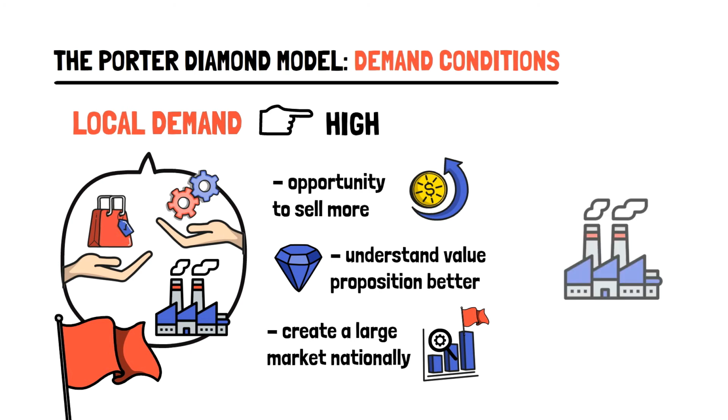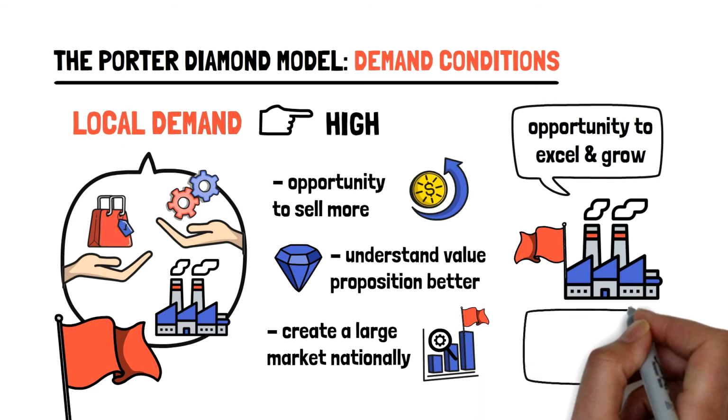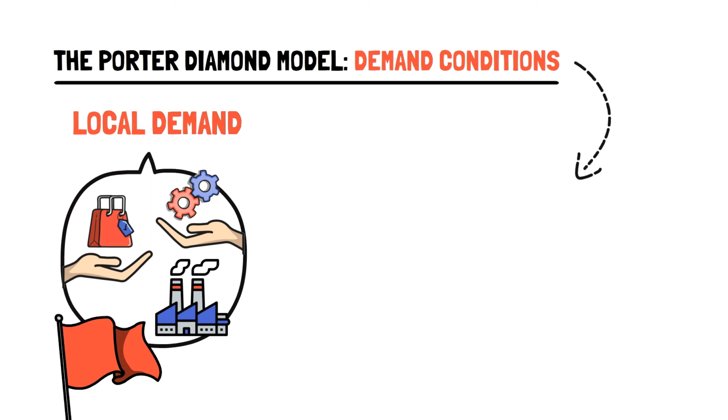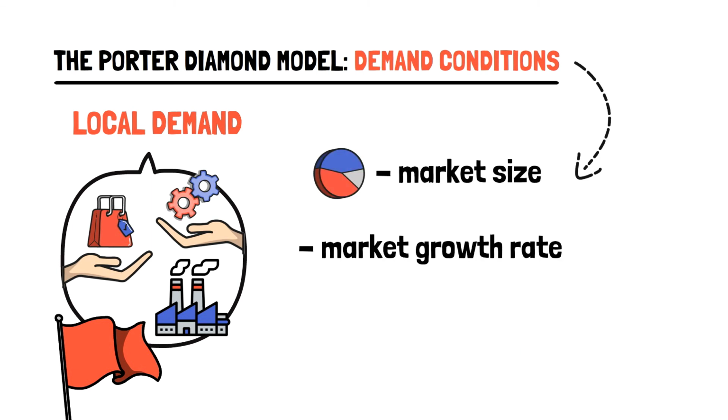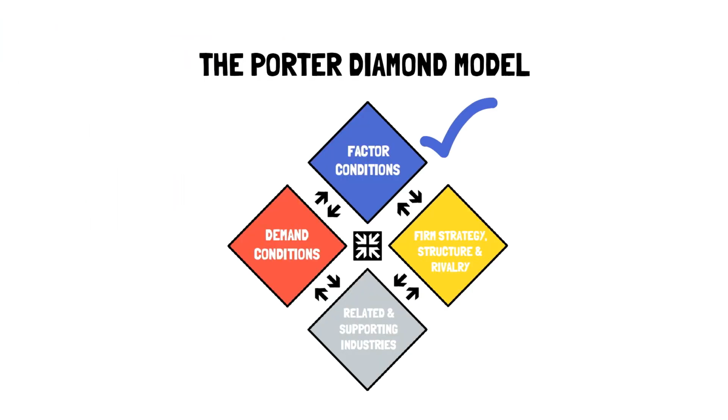Thus, with strong local demand, an industry has the opportunity to excel and grow, and this may naturally increase its chances of succeeding in a foreign market. Demand conditions include things like market size, market growth rate, and also the market sophistication. Now it's time to discuss the third determinant: related and supporting industries.